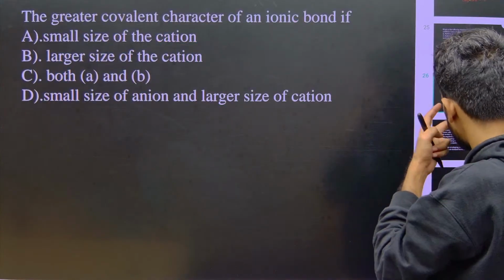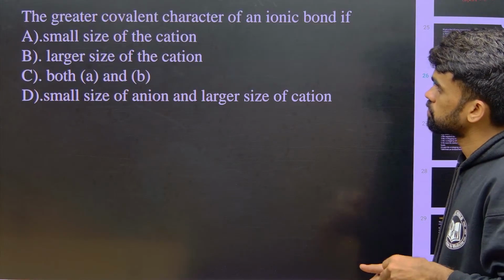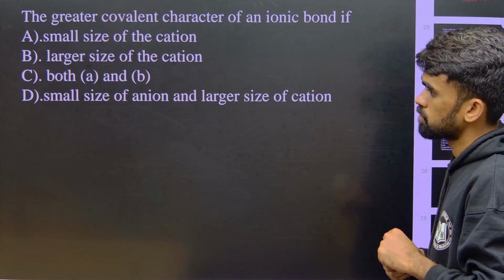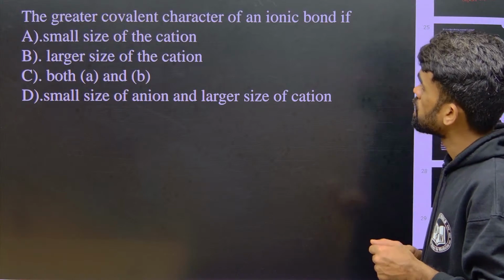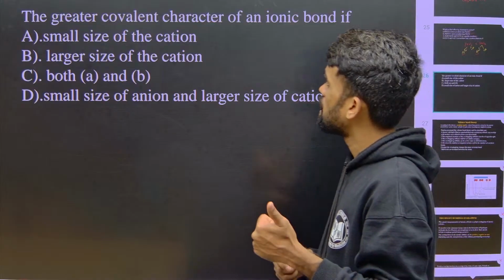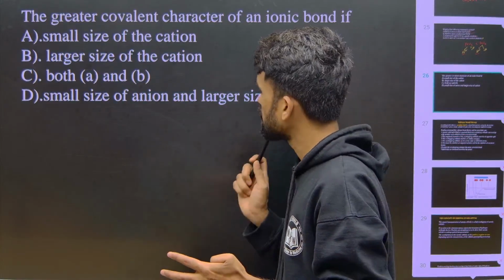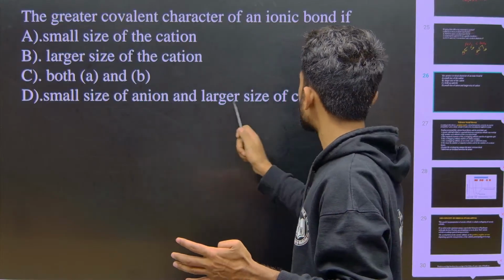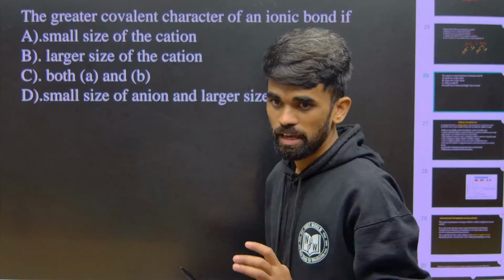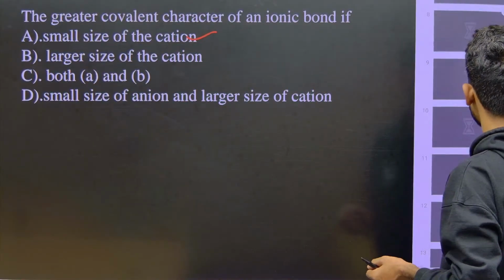What about this? The greater covalent character of an ionic compound is found if there is small size of cation and large size of anion. But they are mentioning small size anion, larger size cation. No, only option A is perfect. Okay, true. Only option number 1 we can go with. And next, let me show.